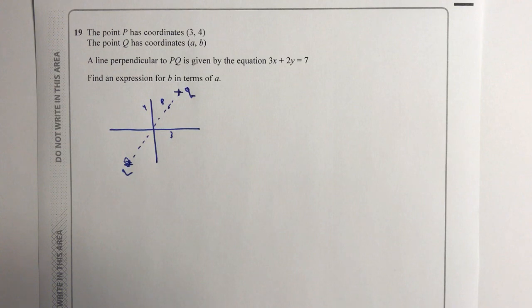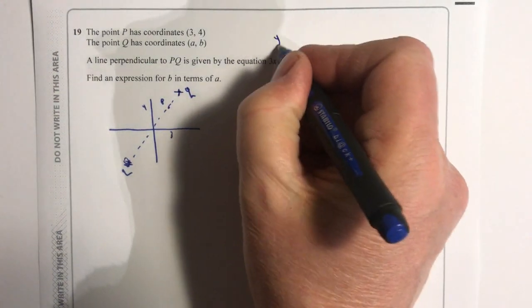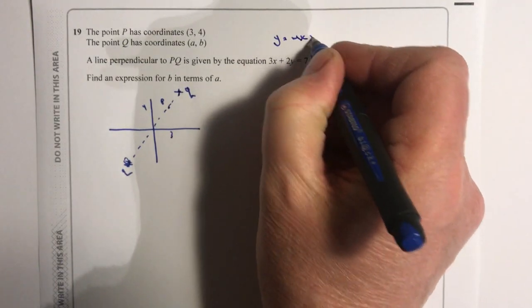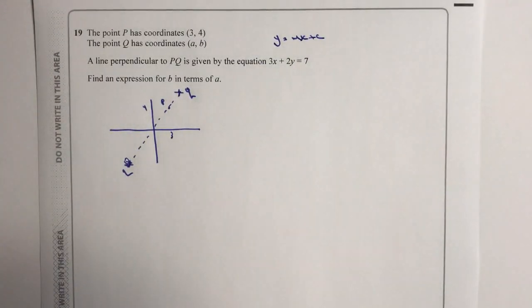Then it says a line perpendicular, so at 90 degrees to PQ, is given by the equation 3x plus 2y equals 7. So again, they've just made it a little bit more tricky for me. But what I need to do is look at that line and see if I can actually draw it on the graph. So I need to make this in the form y equals mx plus c.